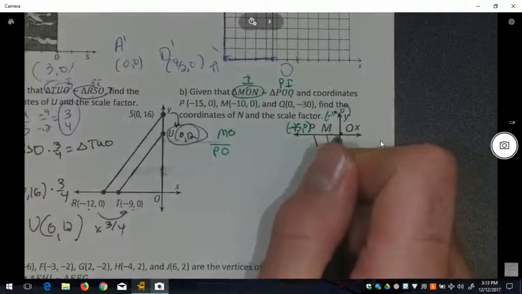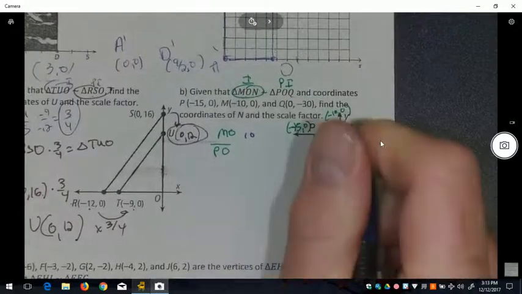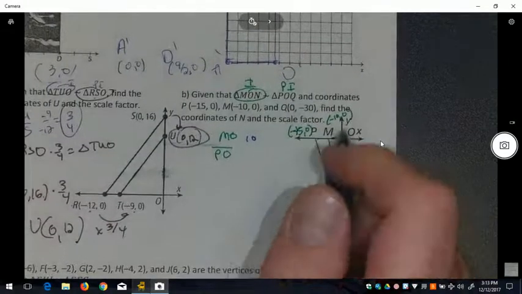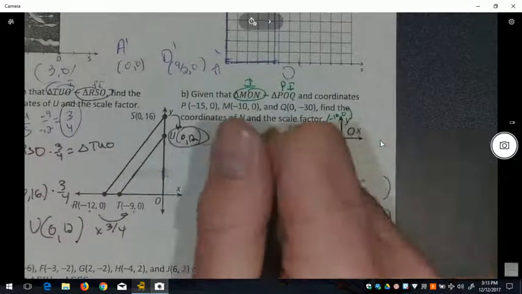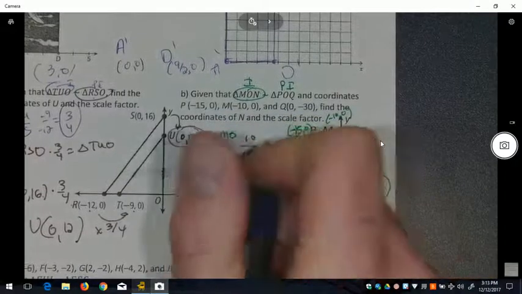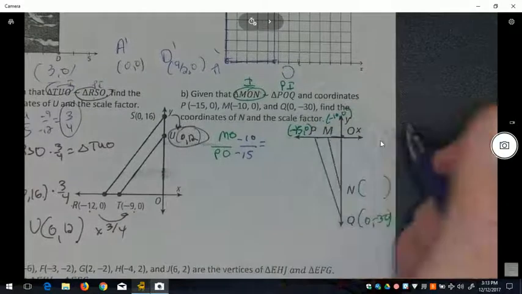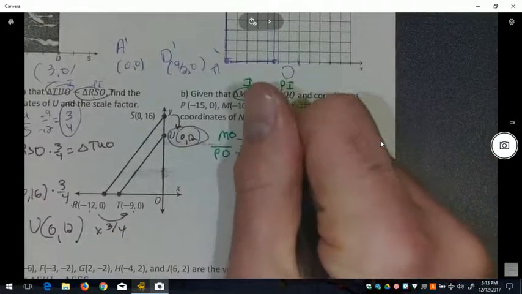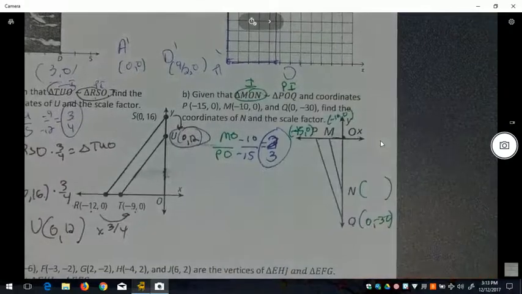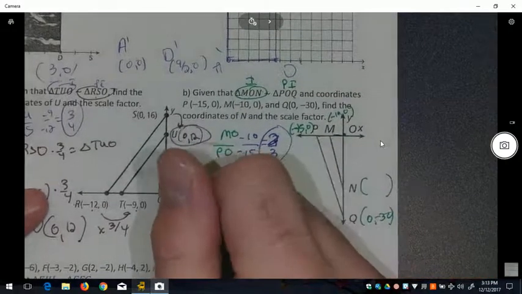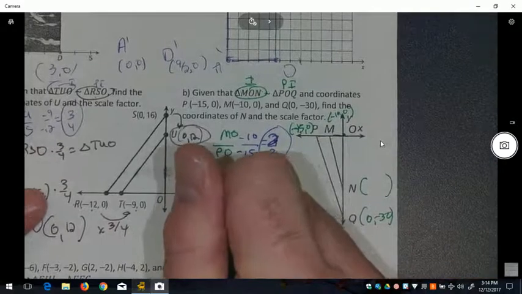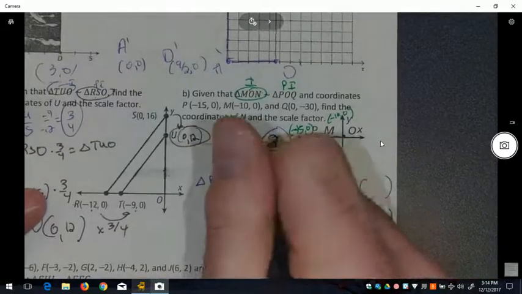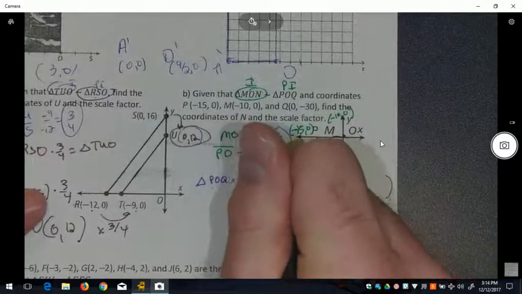M to O is 10 units away. It's in a negative direction in the coordinate plane, but it's still 10 units. And O to P is 15 units away. Even if I left it as negative, it's going to reduce, when I divide both by negative 5, to 2/3. What this is saying is the scale factor to go from triangle POQ, if you multiply the pre-image by 2/3, it would equal triangle MON.